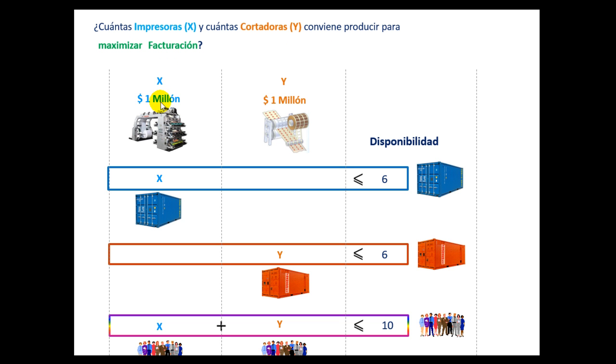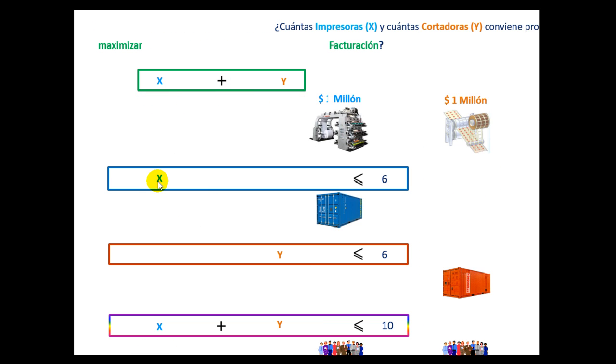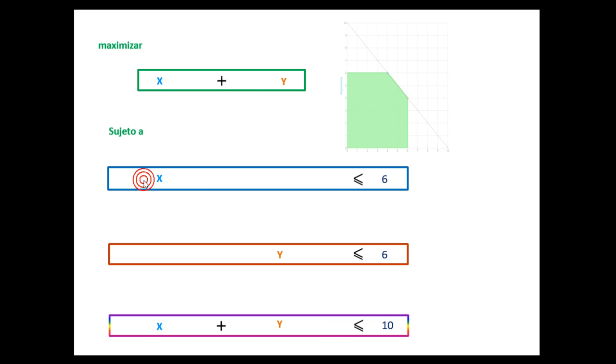In this case, revenue is simply X plus Y, but in general it's going to be price of printer times X plus price of cutter times Y. And you want to maximize this subject to these three constraints. So this is the mathematical problem that we have to solve.